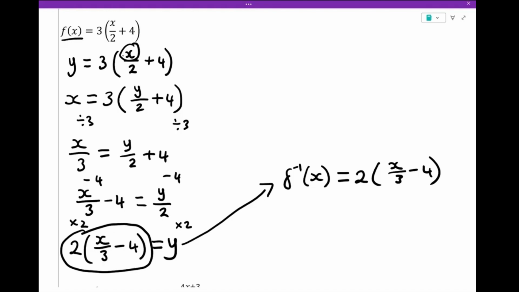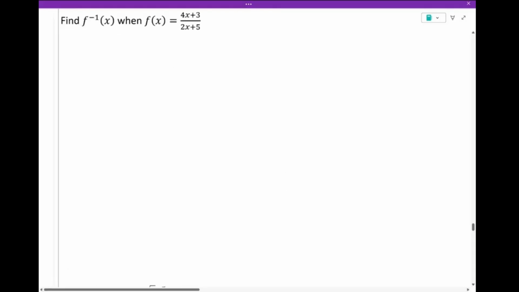Let's have a look at an even harder question. So here's our question here. Our function f of x is a fraction. And as you can see, x now appears multiple times, which is going to make this a bit trickier. And we need to find the inverse of f of x. So let's start our process by replacing the f of x with a y. So we get y is equal to 4x plus 3 divided by 2x plus 5.